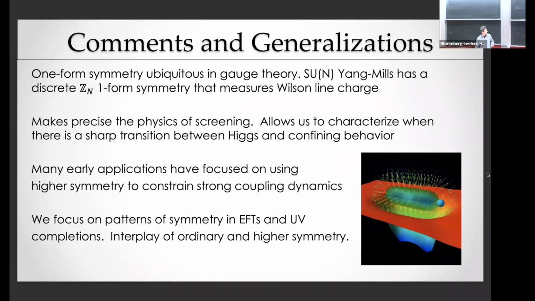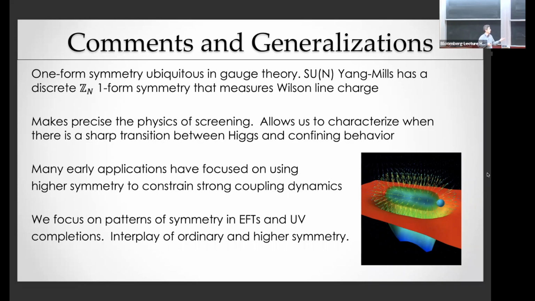Okay, so let me just wrap up this introductory part of the talk. One-form symmetry is really ubiquitous in gauge theory. I talked about the Maxwell example because it's the simplest. But SU(N) Yang-Mills also has a discrete one-form symmetry that measures Wilson line charges. And again, this makes precise the physics of screening. It allows us to sharply distinguish various phases of gauge theories like Higgs versus confinement.